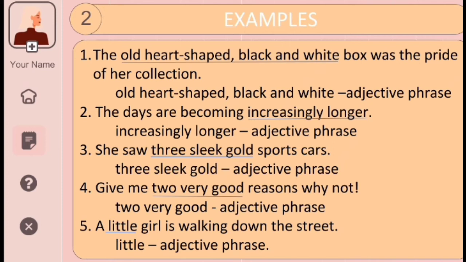Number 4: give me 2 very good reasons. Why not? So the adjective phrase here is 2 very good. And of course, the 2 very good is an adjective phrase that is all describing the word reasons. So once again, we have our numerical 2. The word very is the adverb or modifier, which is actually modifying the word good. It's not very reason, it's very good reasons. So that's all part of the adjective phrase.